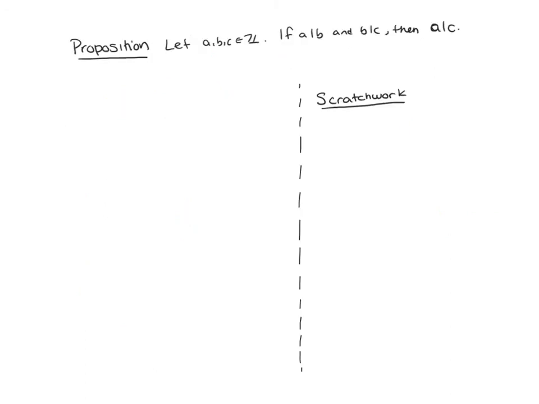Okay, so let's go ahead and work through one more proof here. I'm going to do some scratch work for this one. I'm not going to just try to write it out and make the statements meet in the middle. So I know I have a, b, and c that are integers, and I want to prove if a divides b and b divides c, then a divides c. That's my goal here. So I'm going to assume that a divides b and b divides c.